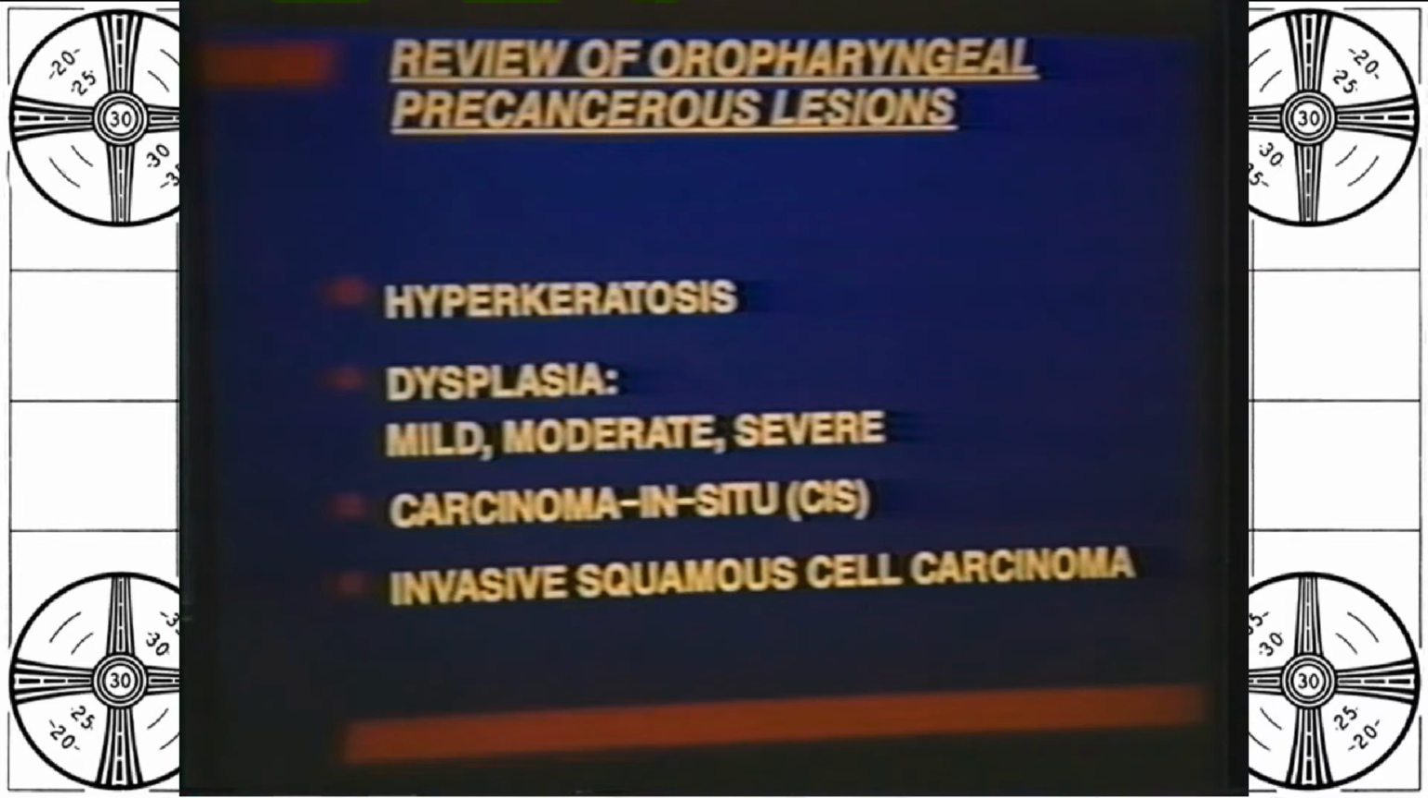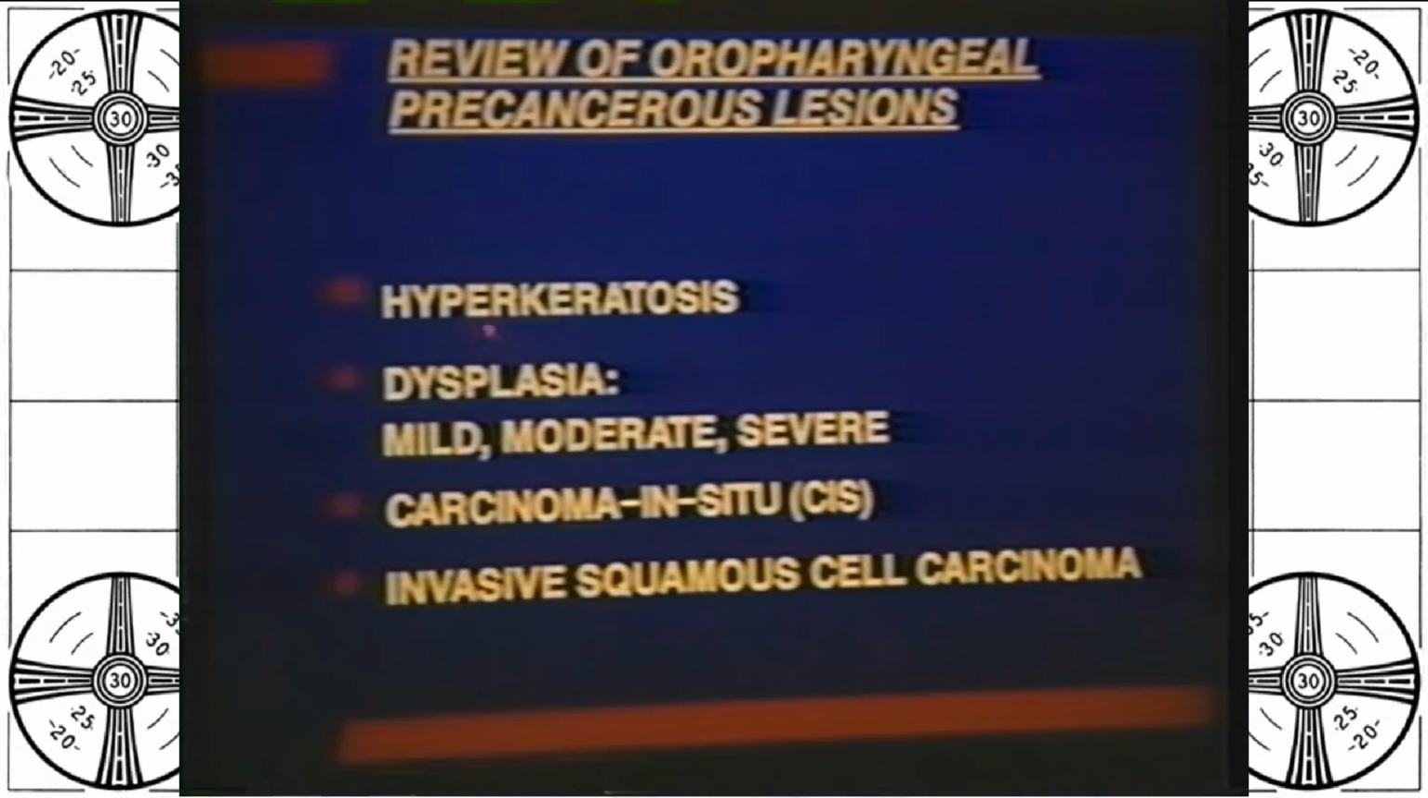So hyperkeratosis is sort of the first thing. It implies irritation, and we can see hyperkeratosis as a consequence of smoking. As you know, the number one risk factor in the development of oral cancer, as well as many others. But a lot of white lesions are simply hyperkeratosis.